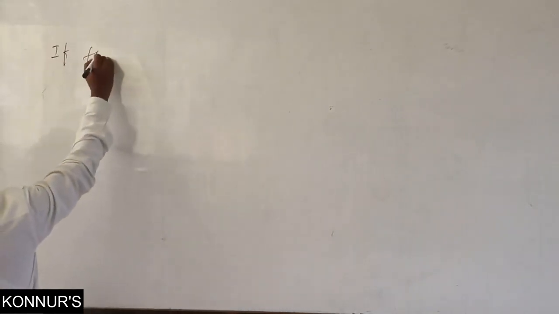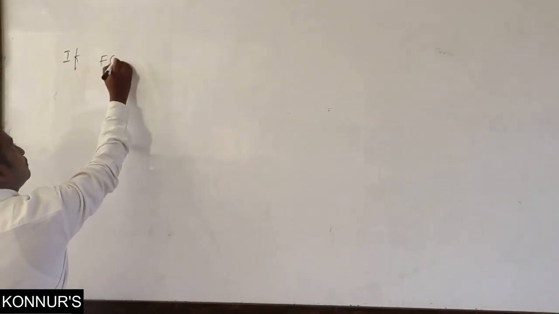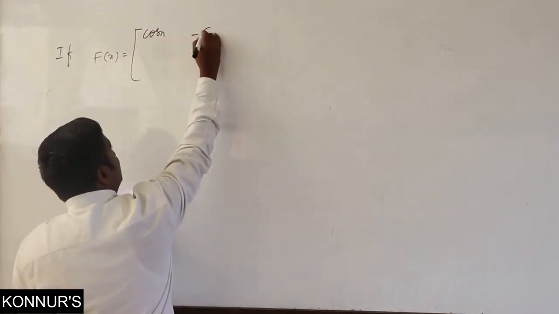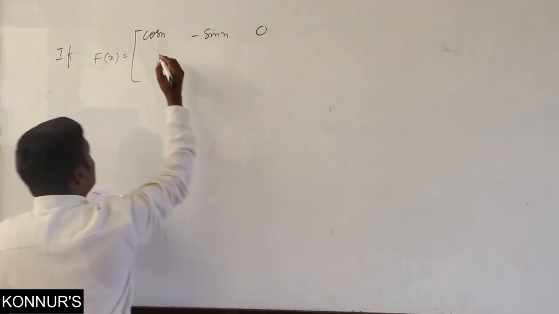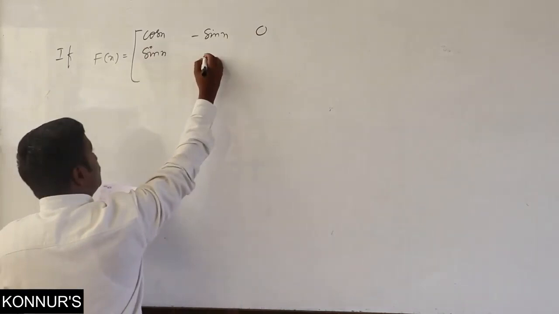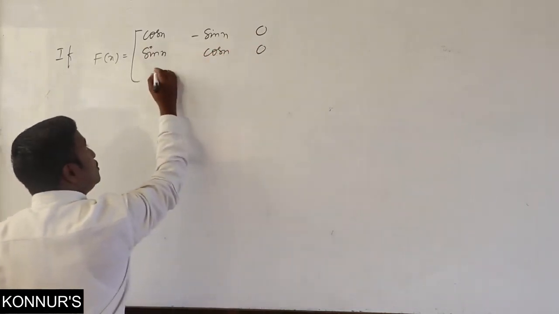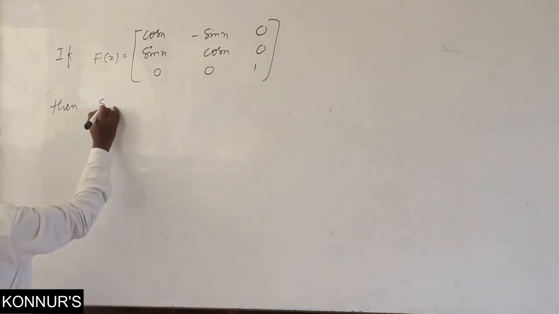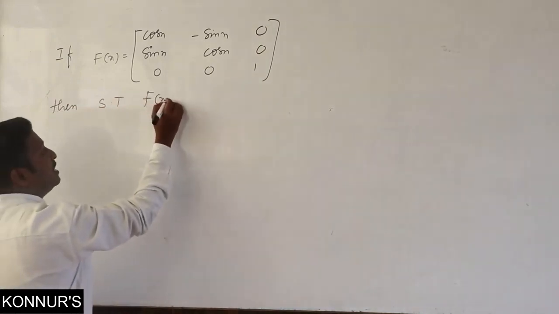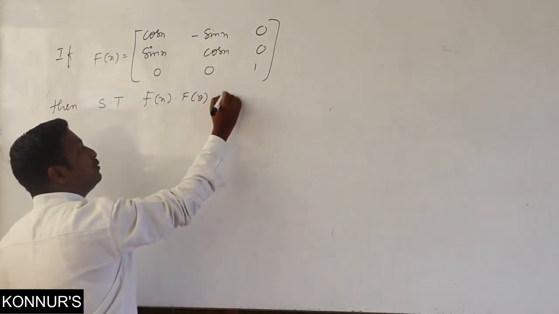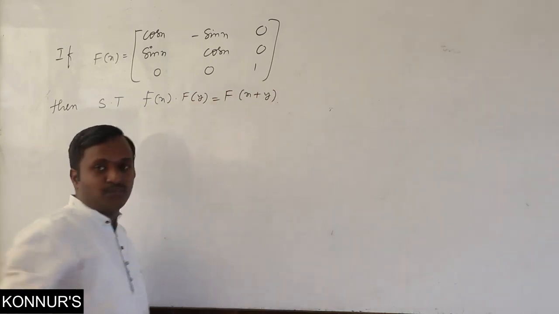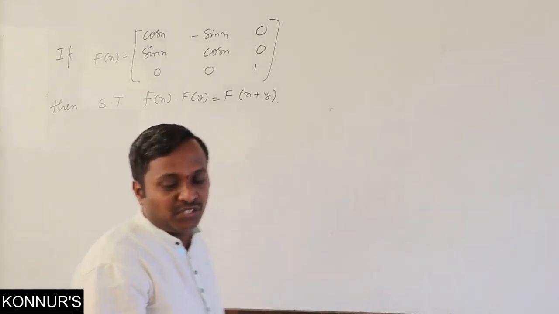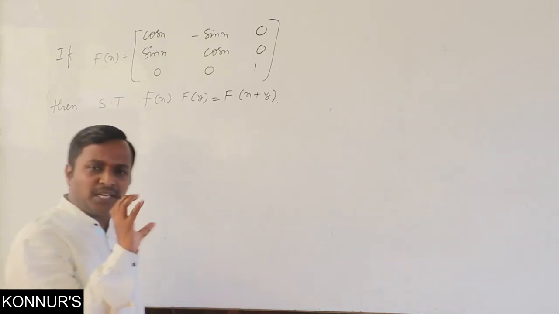If f of x is equal to the matrix [cos x, -sin x, 0; sin x, cos x, 0; 0, 0, 1], then show that f of x into f of y is equal to f of x plus y. One of the important questions for 5 marks, and we can solve it very easily if you know matrix multiplication. Most of the students get confused here.